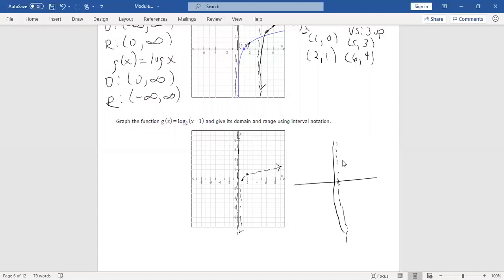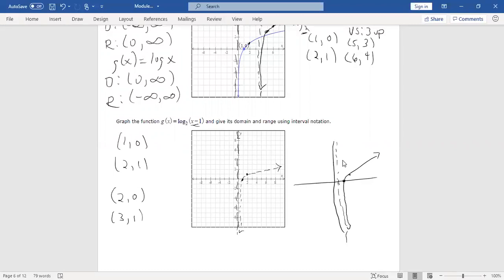So originally, remember, our graph goes to the point 1, 0, and this one 2, 1, because our base is 2. Now if our graph shifts to the right 1, because of this being x minus 1, it will go through the point 2, 0, because we're adding 1 to our x values, and 3, 1. So it goes to the point 2, 0, and 3, 1. So now, again, we have that same shape. It approaches our asymptote, but never crosses.